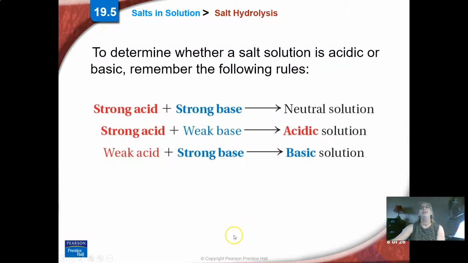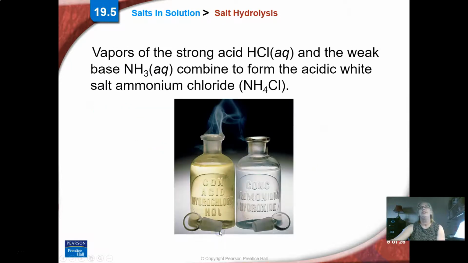So here are the rules to know. Strong acid and strong base together make a neutral solution. They cancel each other out. Strong acid and weak base is going to form an acidic solution. Weak acid and strong base is going to form a basic solution when we do the salt solutions.